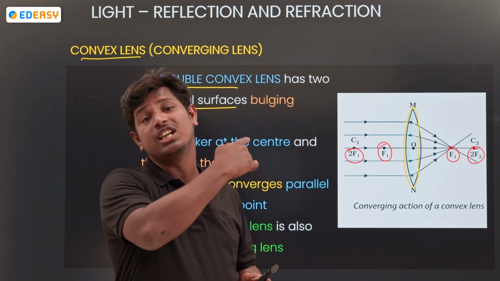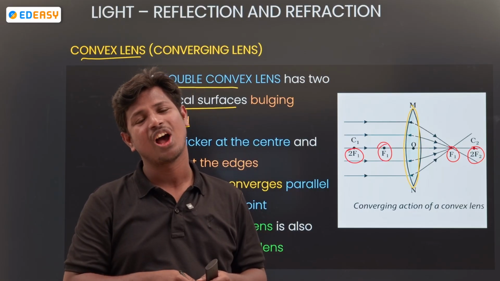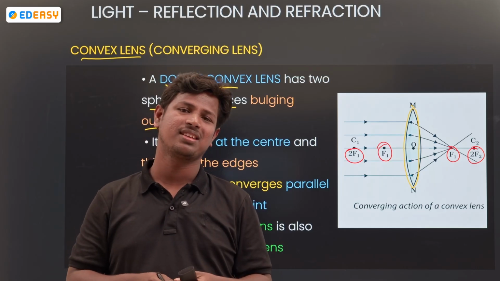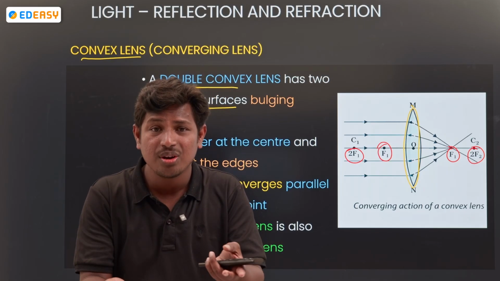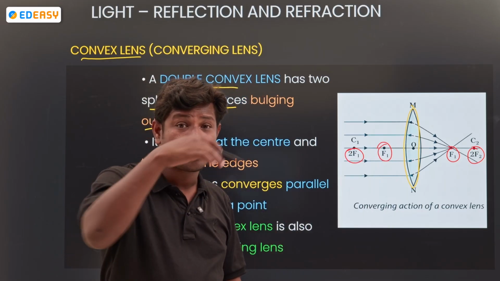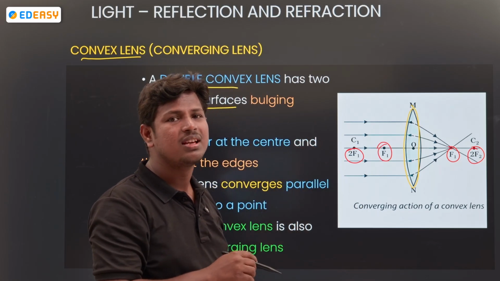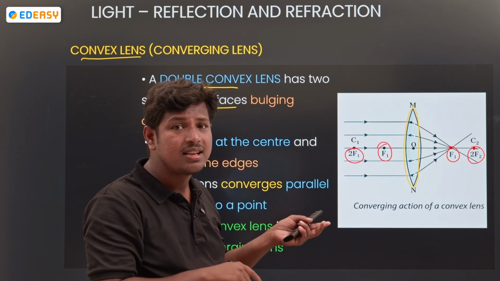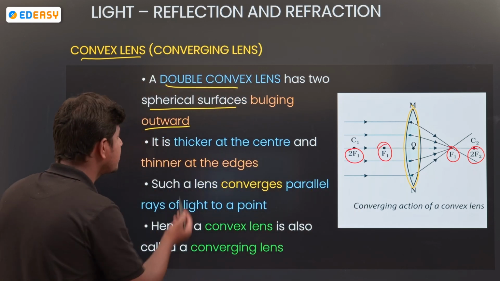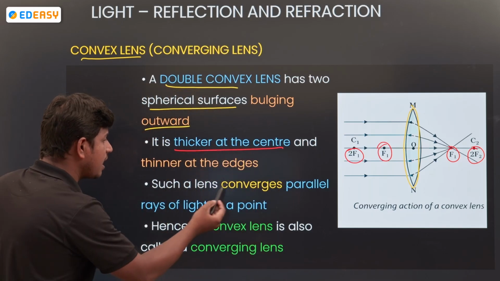The answer is: how many refracting surfaces are there? Two refracting surfaces are there. Because of these, two focuses will be there. If your friends ask why a lens has two focuses, the answer is that two refracting surfaces are there. Next, it is thicker at the center and converges parallel rays.